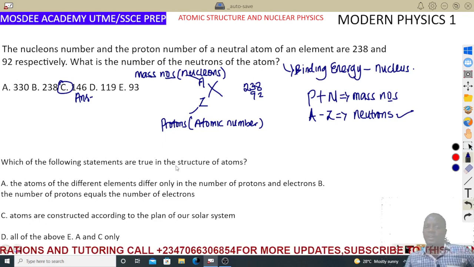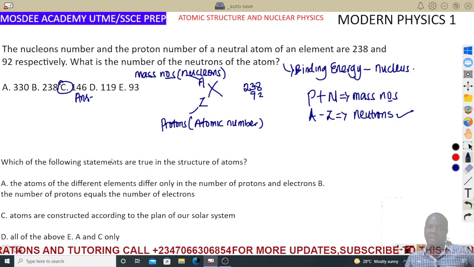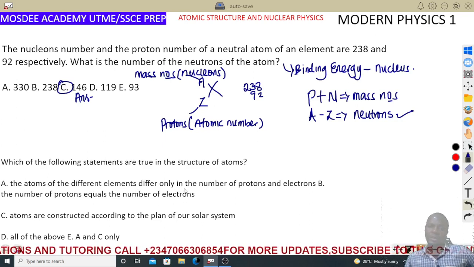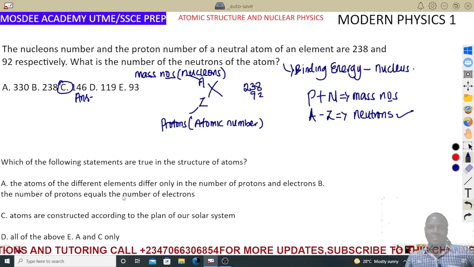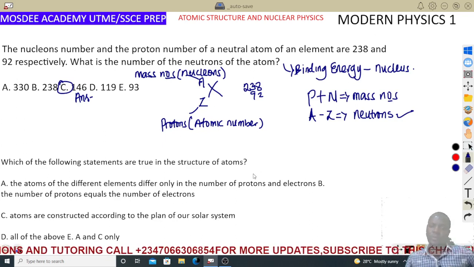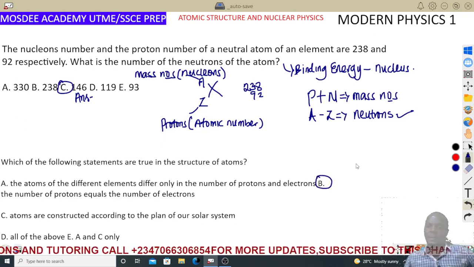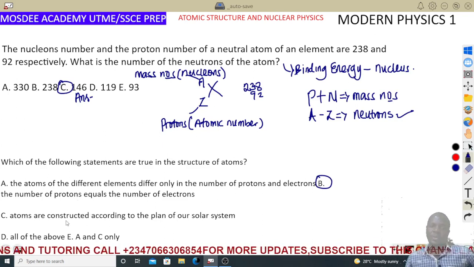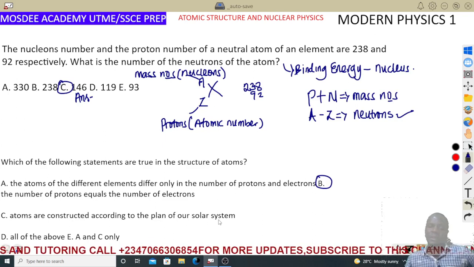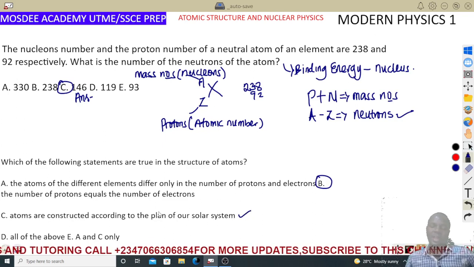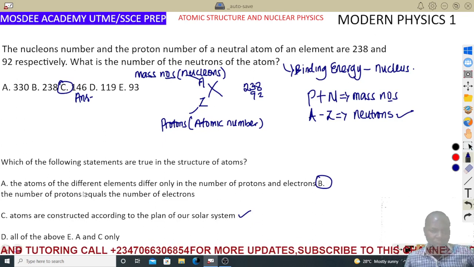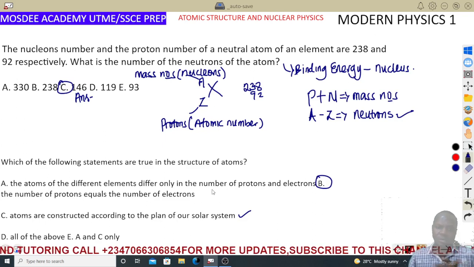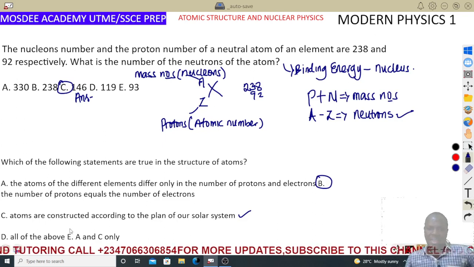Which of the following statements are true about the structure of an atom? I've talked a lot about it. Let's see if we can answer. A, the atoms of different elements differ only in the number of protons and electrons. B, the number of protons is equal to the number of electrons. This is a statement under nuclear physics. Very correct. C, atoms are constructed according to the plan of our solar system. This is also correct.